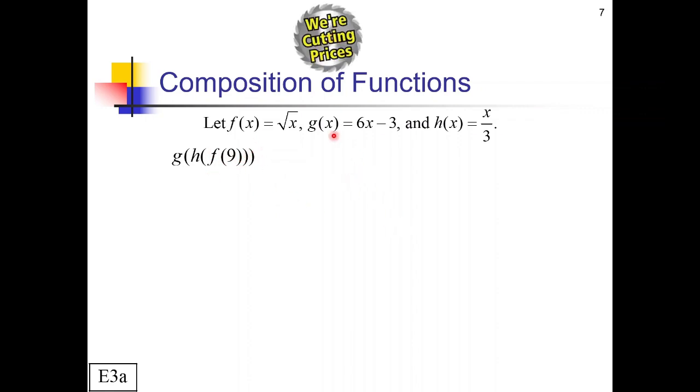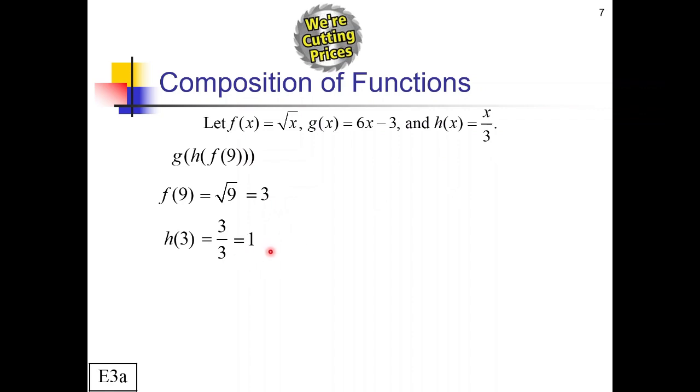Let's cut straight to the problem and see if you can do this. Pause the video and give it a shot. All right, so just like before, we start with the innermost function. F of 9 is really the square root of 9. So that's going to be 3. Next, we're going to be doing h of that output, so h of 3. That's going to be 3 divided by 3, which comes out to 1.